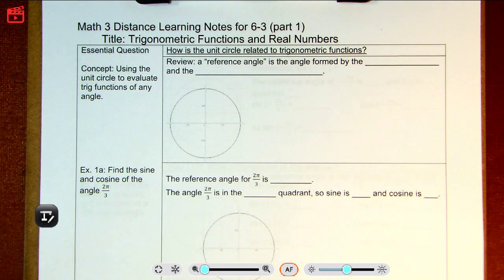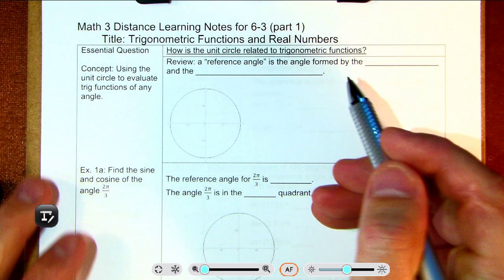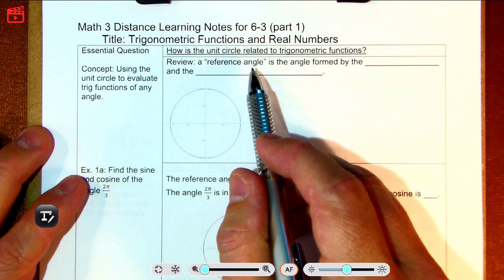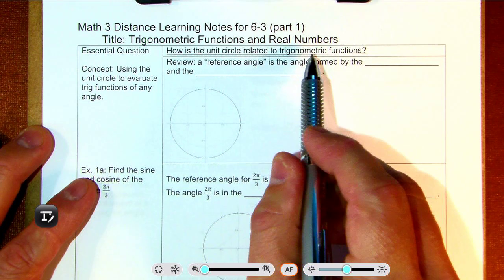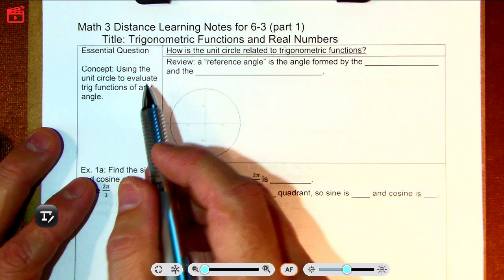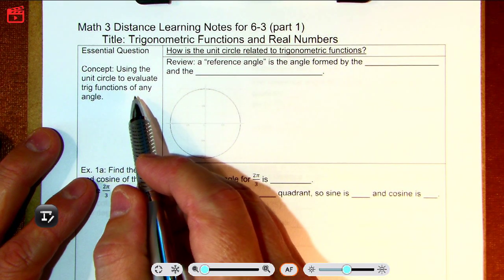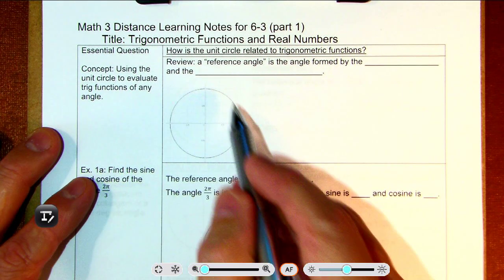Okay, here we go, 6-3, part 1, talking about trig functions and real numbers. So this is where the rubber really meets the road as far as the unit circle goes. How are we going to use the unit circle with trig functions? First of all, a quick review concept: how we use the unit circle to evaluate trig functions of any angle.